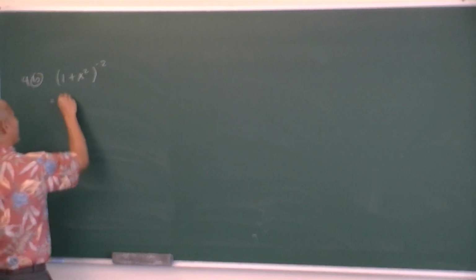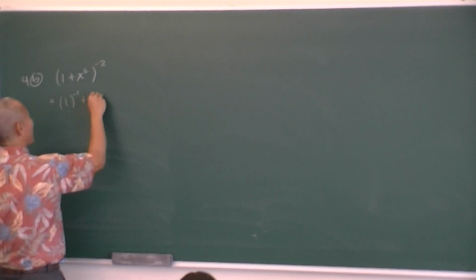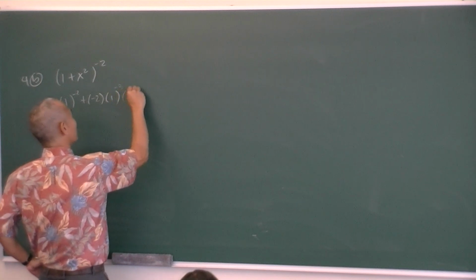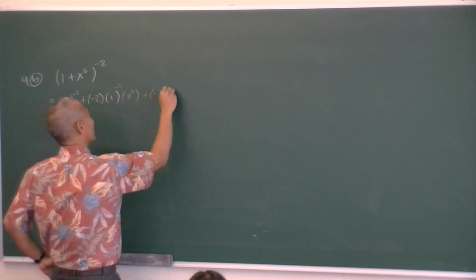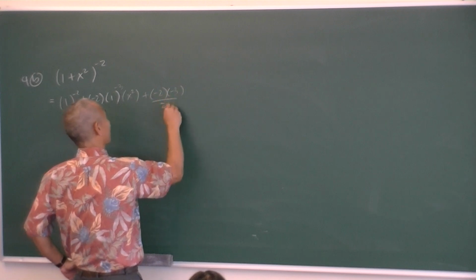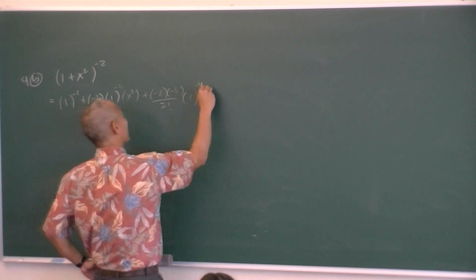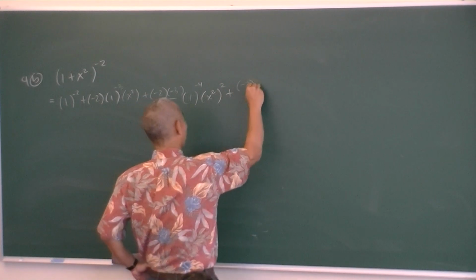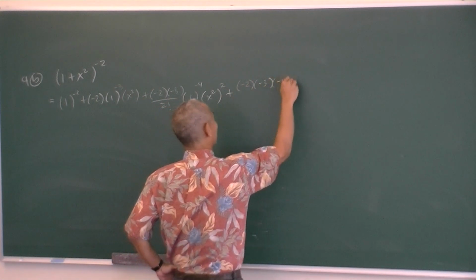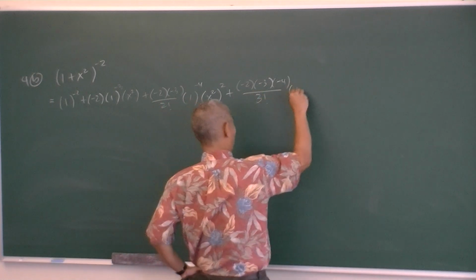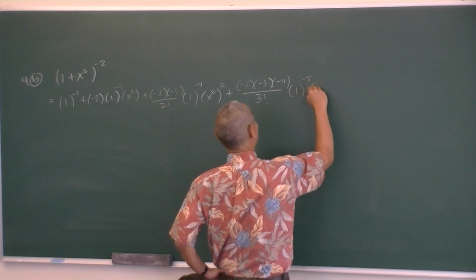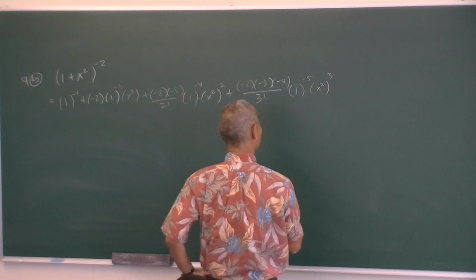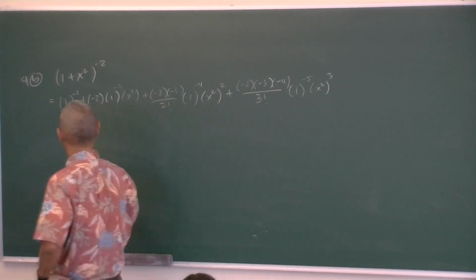Okay, so a to the n plus n. The power of a goes down by 1, the power of b goes up by 1, plus n minus 1 over 2 factorial. The power of a goes down by 1, the power of b goes up by 1. Let's just do one more for good measure. n minus 1, n minus 2 over 3 factorial. The power of a goes down by 1, the power of b goes up by 1. That's the binomial theorem. Hey, gosh, how can you not know that?